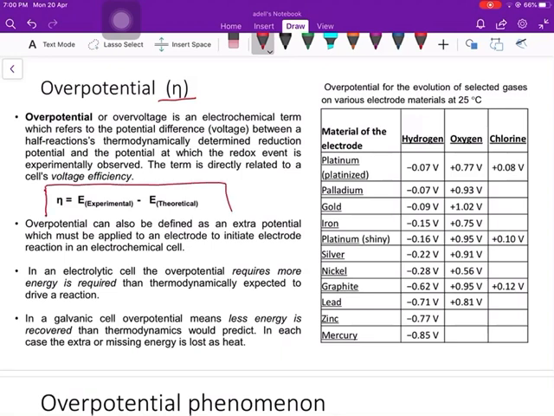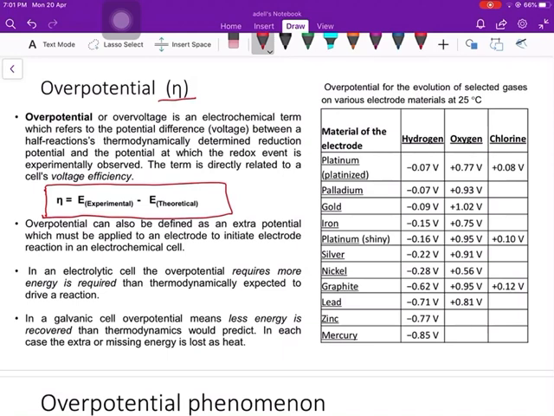This is the simplified term for overpotential: the value of the potential experimentally determined, minus the theoretical cell voltage, gives the overpotential for that cell or system. Overpotential can also be defined as an extra potential which must be applied to an electrode to initiate electrolysis in an electrochemical cell. This is the extra voltage required to make an electrochemical reaction occur.